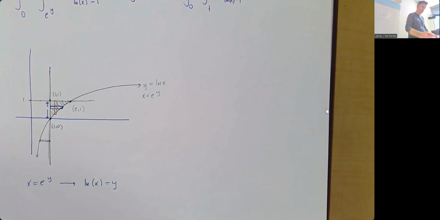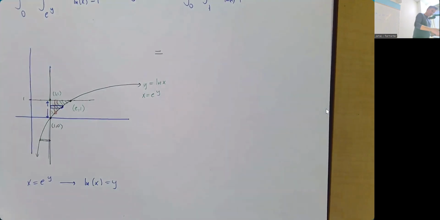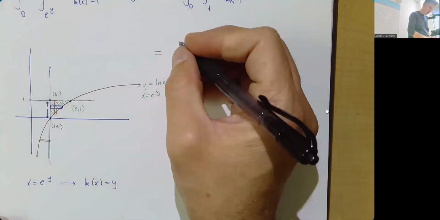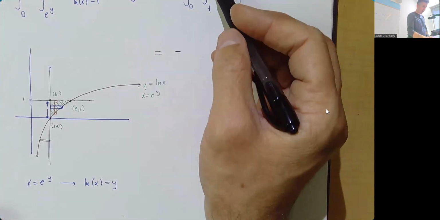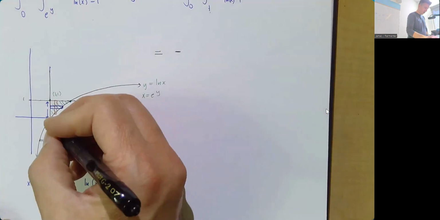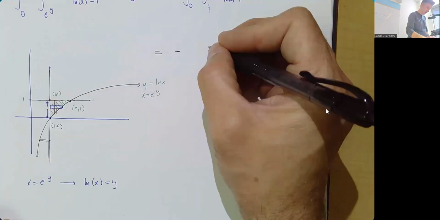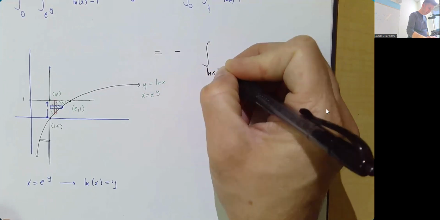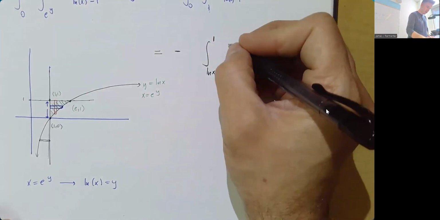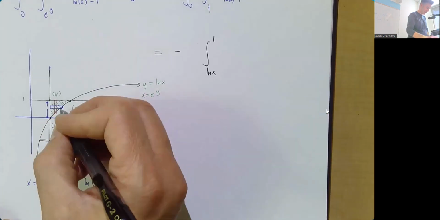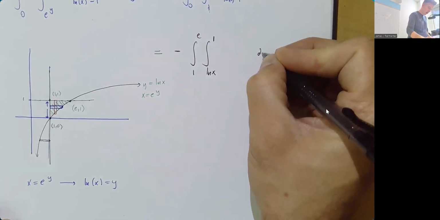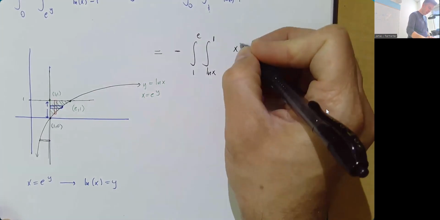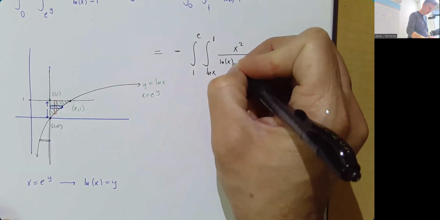So now my new integral, not the pen I want. There we go. My new integral is still negative, but now instead of from x equals 1 to x equals e to the y and y equals 0 to 1, we're going to go from y equals natural log of x to y equals 1 on our inner integral, and from x equals 1 to x equals e on our outer integral. That's going to be a dy dx, still the same function that you are taking the antiderivative of.